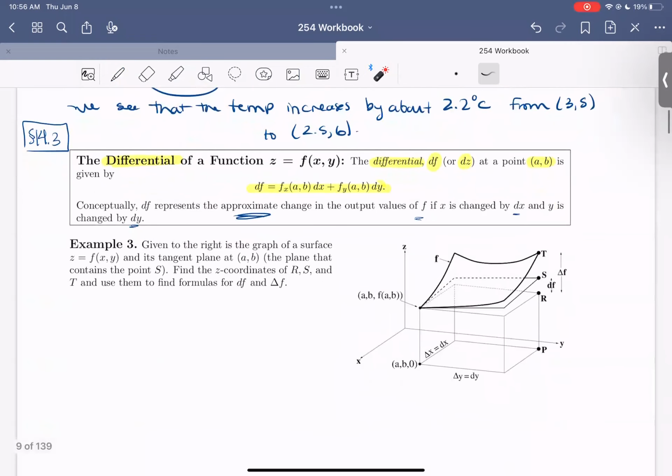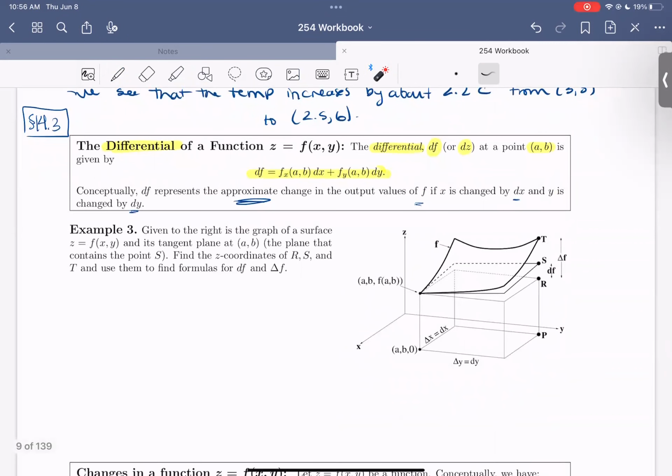In example 3, we're given to the right a graph of a surface and its tangent plane at a point (a, b). So we have a point on our tangent plane, and that's a tangent plane at the point (a, b). And we want to find the z coordinates of R, S, and T. Notice where R is, S is, and T is. And use them to find formulas for df and the change of f.